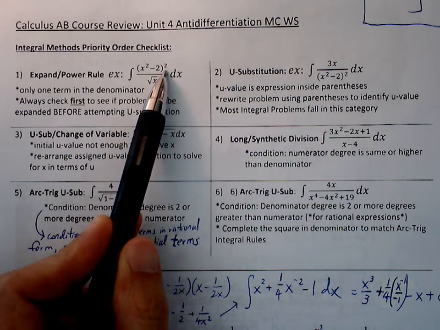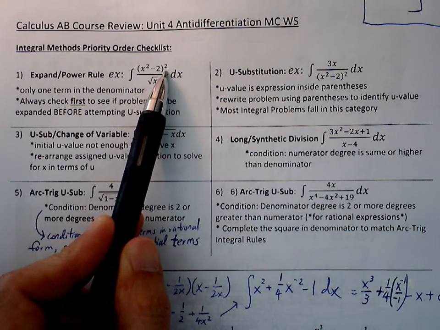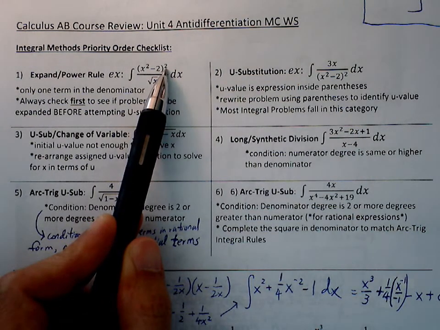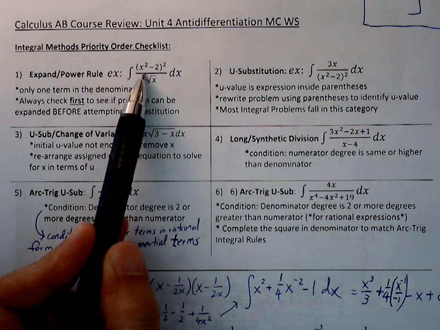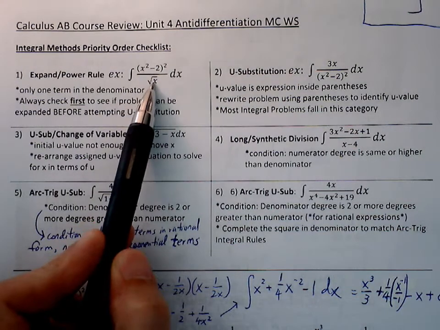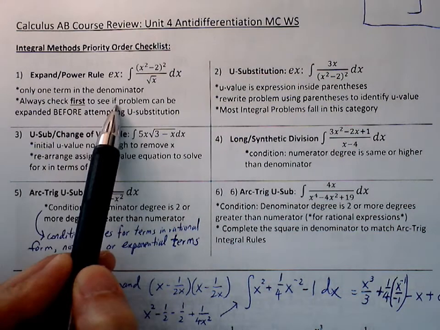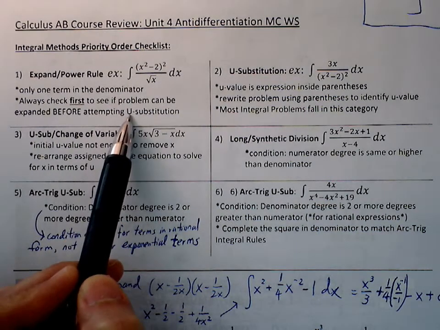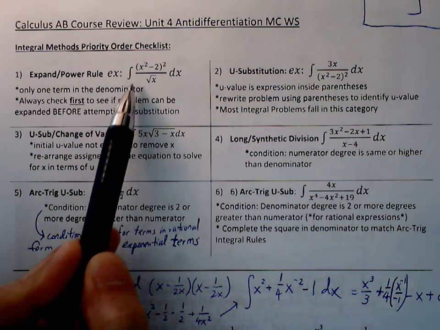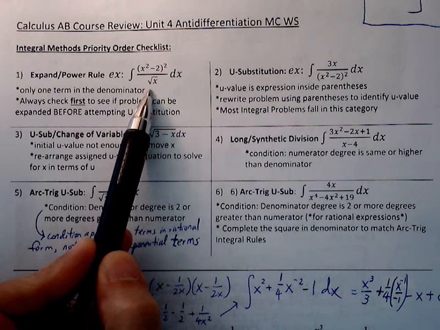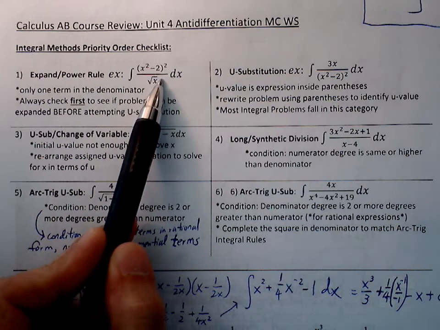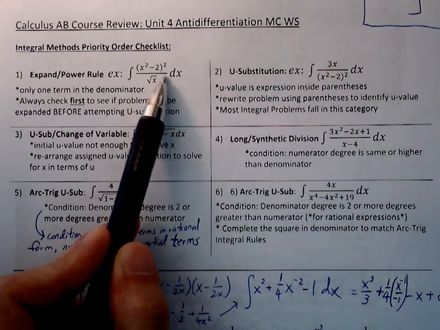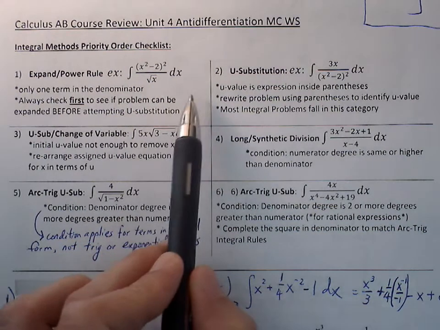Anything that we can easily move up to the top. Another indication is if the numerator has a degree that is 2 or less, and these are easily expandable. So we always want to check first to see if our problem can be expanded before we attempt anything more complex like use substitution. We should be able to tell by looking at a problem within a few seconds whether we can just bring the denominator up and expand. So that should be the first option.